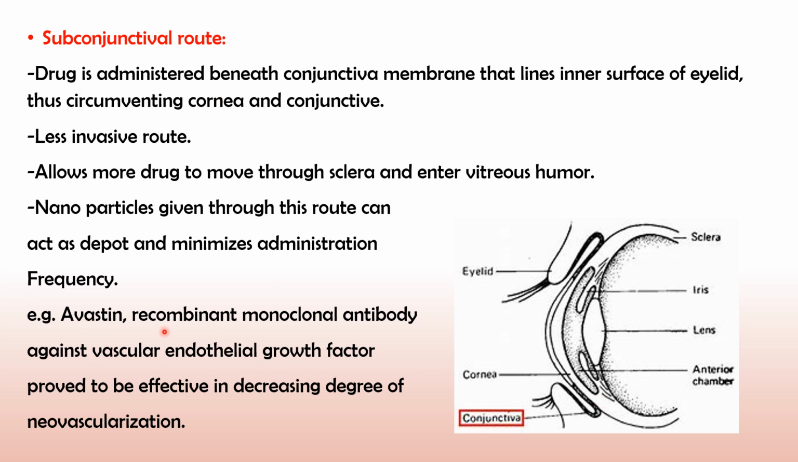Okay, now in the market we have a drug formulation, Avastin. It is a recombinant monoclonal antibody used against vascular endothelial growth factor, proved to be effective in decreasing the degree of neovascularization when it is given by the subconjunctival route. Okay, so that is the example of a marketed formulation. Now let us see the next route, which is the retrobulbar route.